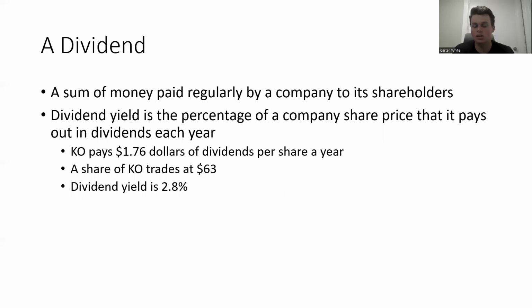So a dividend is basically a sum of money paid regularly by a company to its shareholders. The important thing that people measure to show how much in dividends a company is giving is dividend yield. Dividend yield is the percentage of a company's share price that it pays out in dividends each year. So for instance, Coca-Cola, a popular dividend-paying stock, pays $1.76 of dividends per share a year, and its shares trade at $63. So this is a dividend yield of 2.8%.